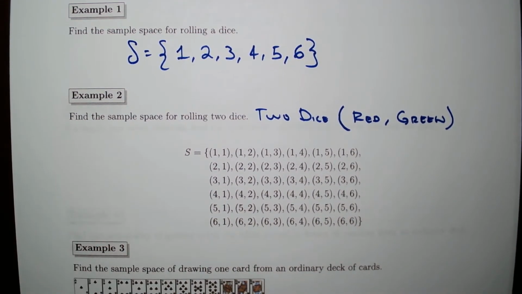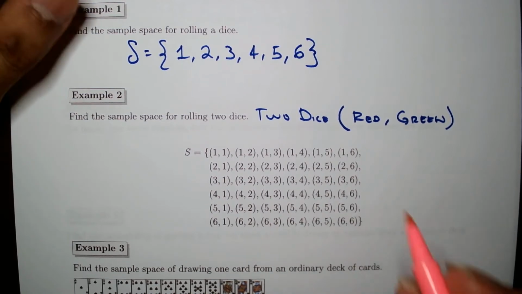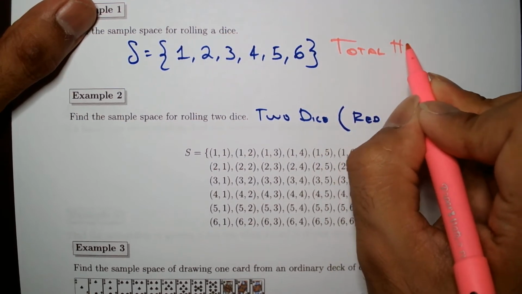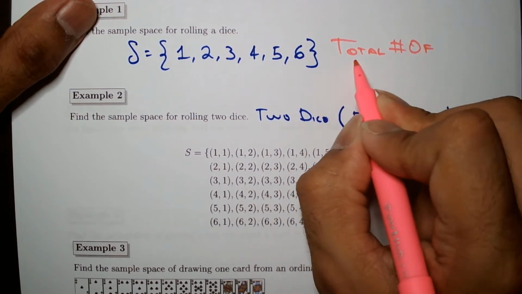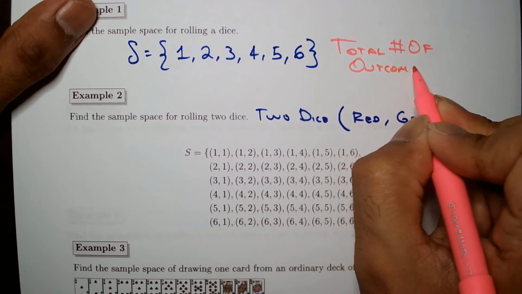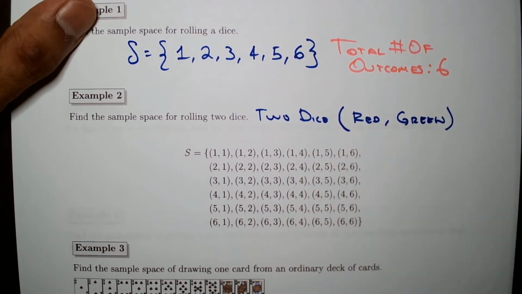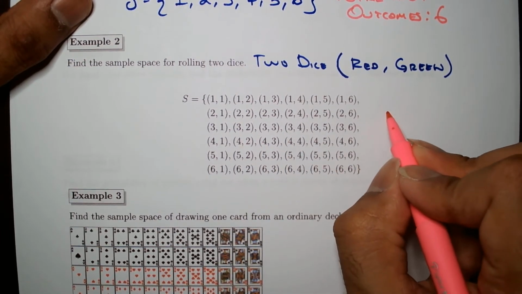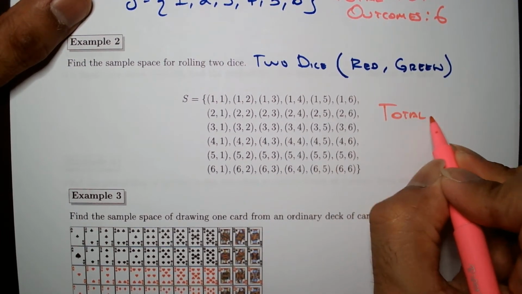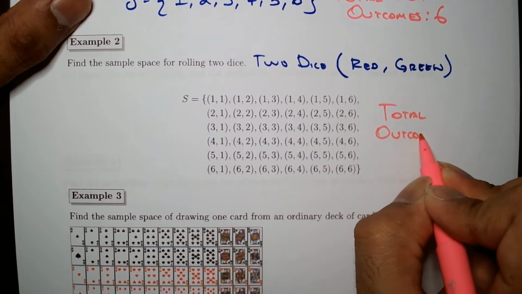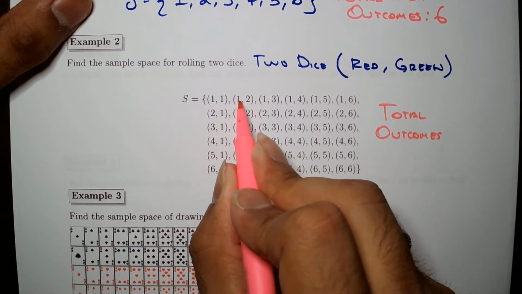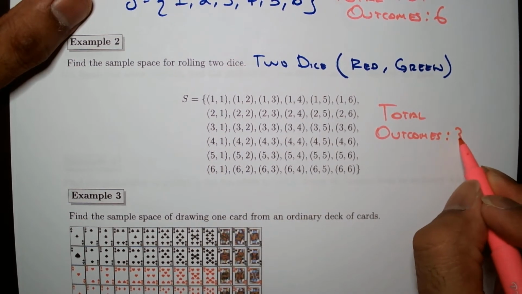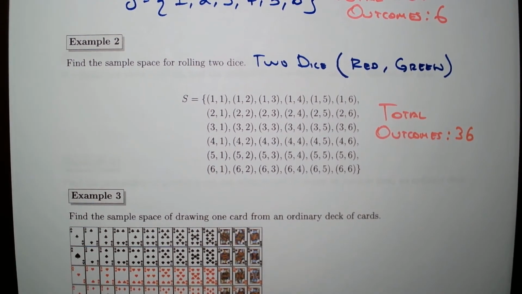Here we need to specify the total number of outcomes. Each die has 6. And then over here, how many total outcomes do we have? We're going to have 1, 2, 3, 4, 5, 6 times 6. 36 possible outcomes. All right.